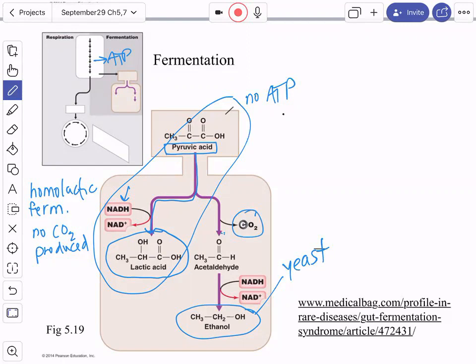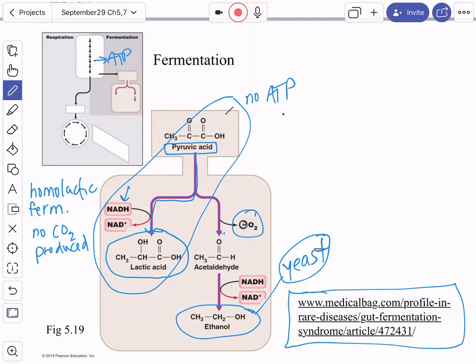And just because I like for you to have something interesting to discuss with your roommates or your parents, check out this little article here. It's not particularly scholarly, but it's about a syndrome that's been described in a small number of people, a handful of people, and they call it gut fermentation syndrome. So they have found people that have an overgrowth of yeast in their large intestine. We all maybe have some there, but maybe some people have a whole lot more.